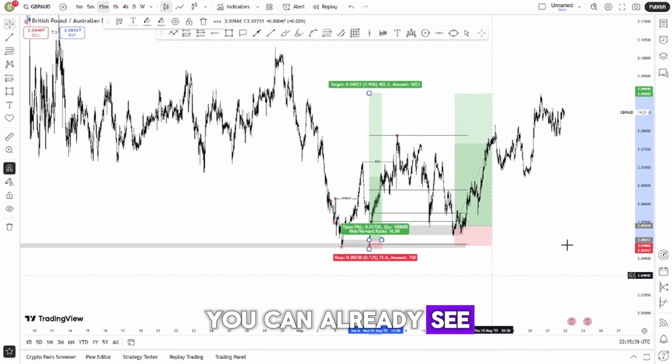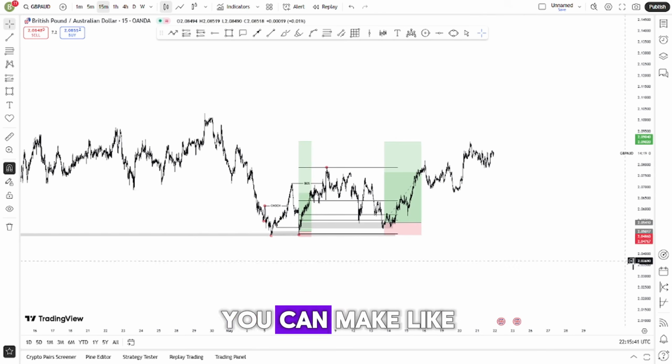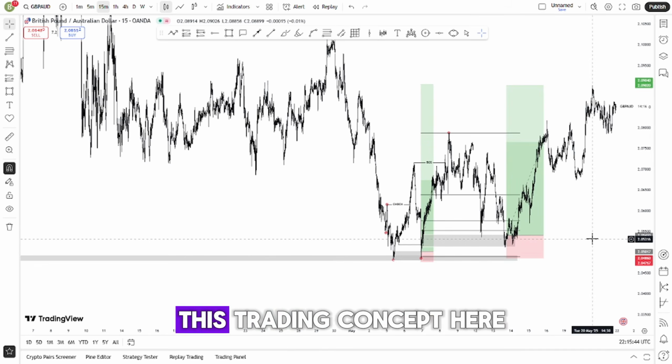You can already see that on only 2 trades you can make a lot of bank when it comes to this trading concept here.